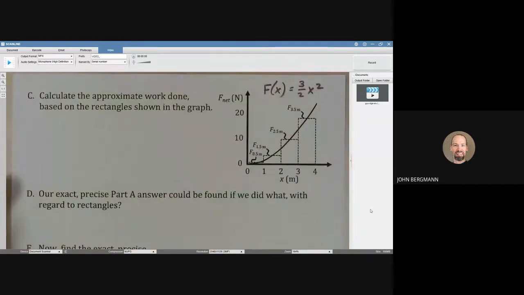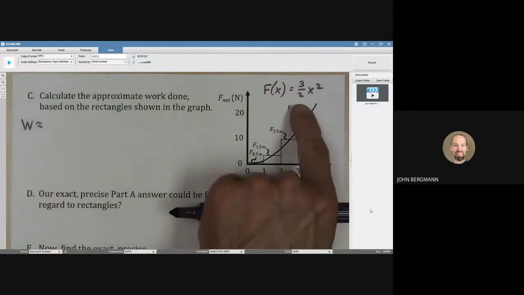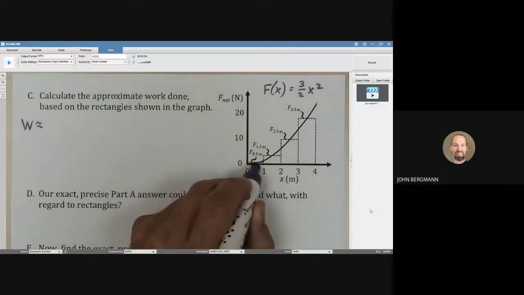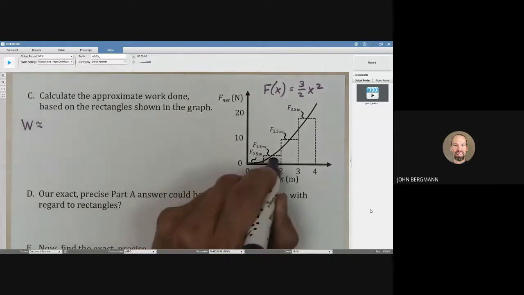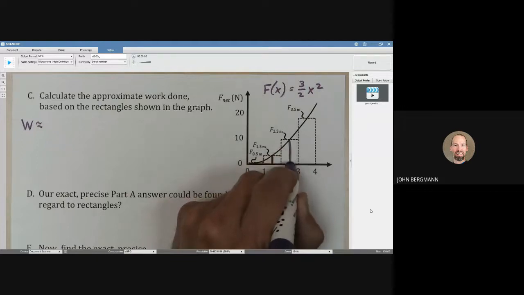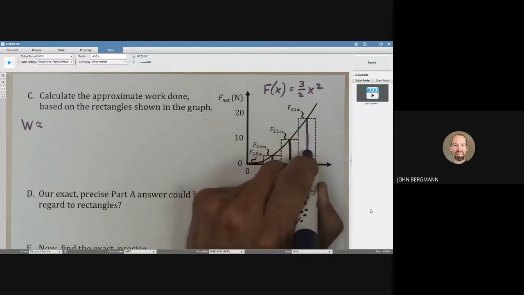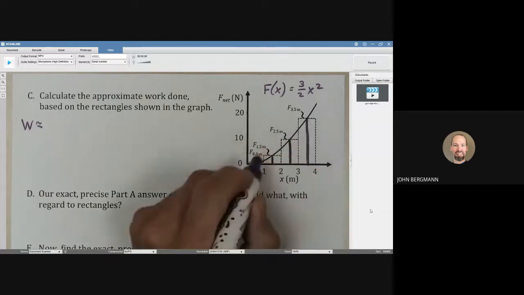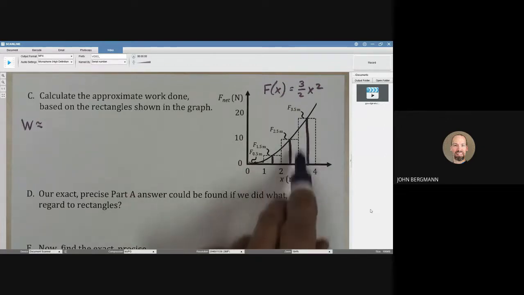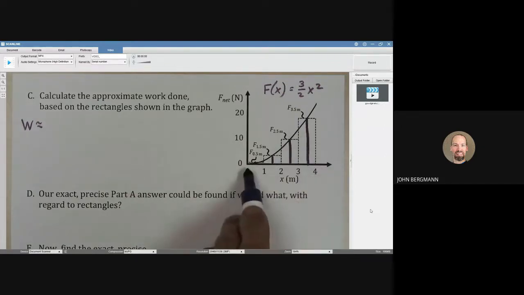Using these rectangles, let's calculate the approximate work that's done. We're going to want to use this function, and there it is. We're going to want to find the force at 0.5 meters, and then the force at 1.5 meters, and then the force at 2.5 meters, and the force at 3.5 meters. Then for each of those, we're going to multiply those heights by the width, which is 1 meter, and then add those up. That's going to approximately give us the amount of work between 0 meters and 4 meters.